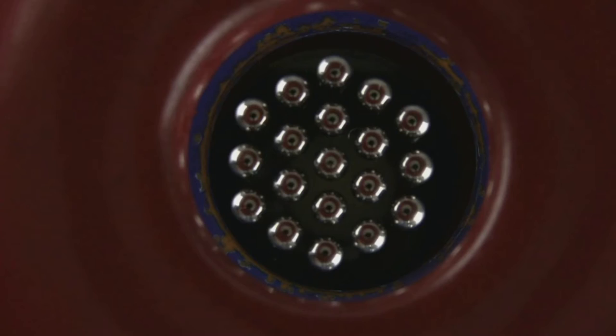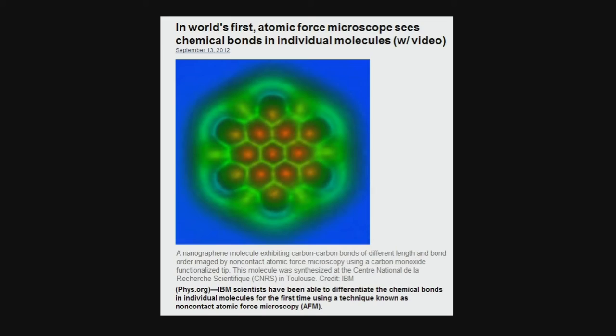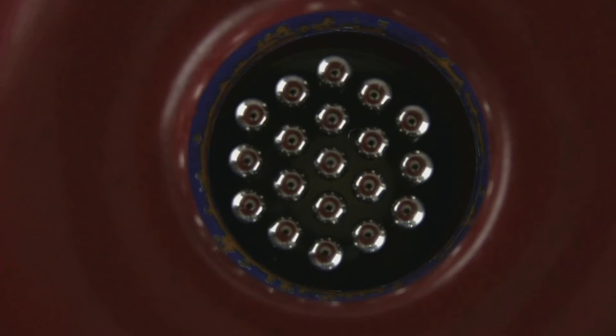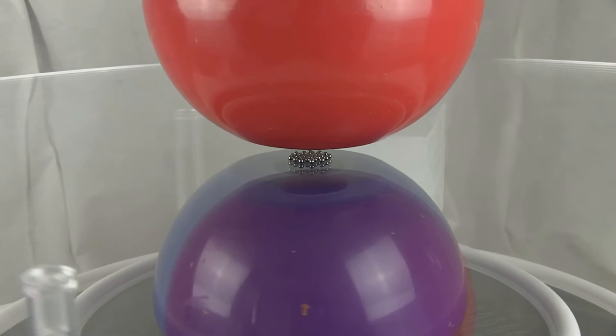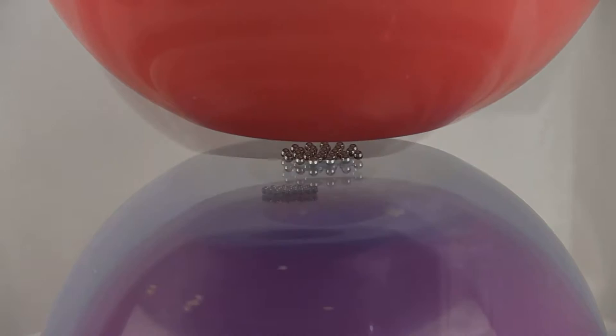Then we will take a look at some incredible cutting-edge research from scientists at IBM. This is an atomic force microscope image of the actual structure within a nanographene molecule. Now we see the image of the nanographene molecule superimposed on top of the array of steel balls that were formed in the nucleus area of the bowl-shaped magnetic fields. The steel balls are supported by a sheet of clear acrylic, which does not come in contact with the magnetic bowls at all. Therefore, it is only the magnetic fields of the red and blue bowls which are responsible for the shape of the patterns we observe here.